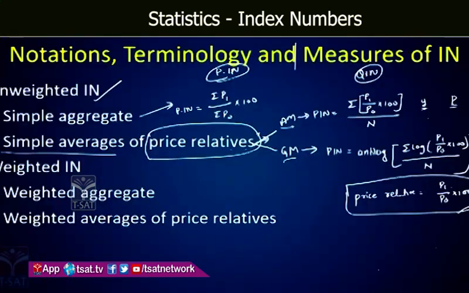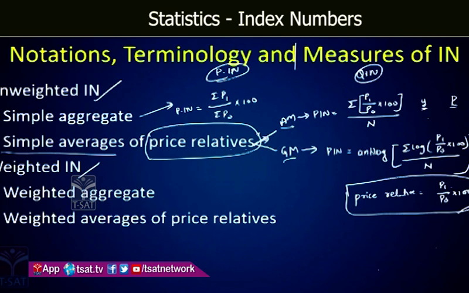Now next we'll see the weighted index numbers. In these weighted index numbers, we introduce weights to the prices and we calculate the price index numbers. In the weighted index number also we have two types, that is weighted aggregate and the weighted averages of price relative. First we will see the weighted aggregate index numbers. We have several formulas in this weighted aggregate index numbers which are very important.